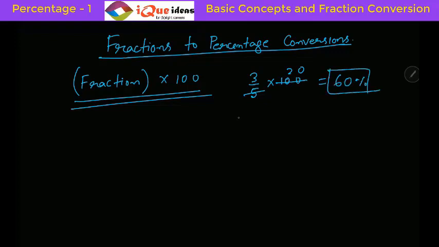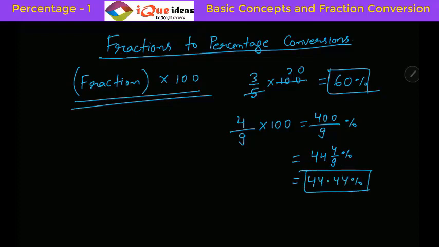Suppose there is a fraction which is 4 by 9. If I want to convert it into a percentage, just multiply by 100. This will become 400 by 9 percent. If you simplify, this will come out to be 44 4 by 9 percent. Or you can also write it as 44.44%, right? So the simplest way to understand is, if you want to convert a fraction into a percentage, just multiply the fraction by 100, right?